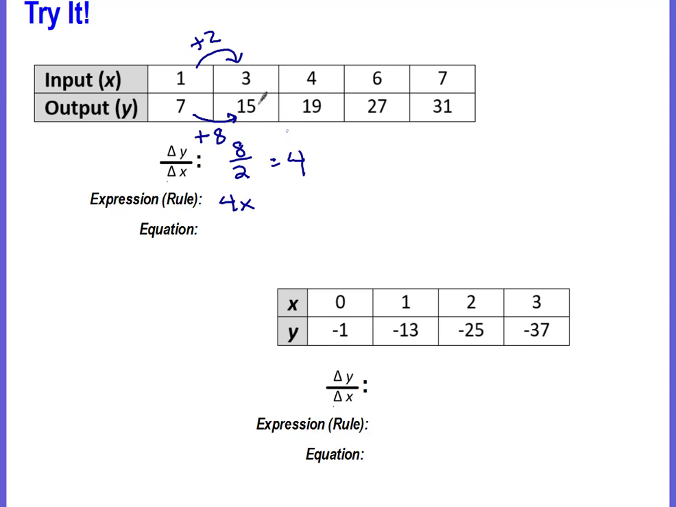So when I multiply x by 4, 1 times 4 gives me 4, but I need a 7. So I know I can add 3 to make 7. Let's see if it works with the 4. 4 times 4 is 16, and when I add 3, do I get 19? I do. So that's my rule. 4x plus 3. That's our expression. And to write our equation, all you have to do is put a y equals in front of it. So our equation is y equals 4x plus 3.